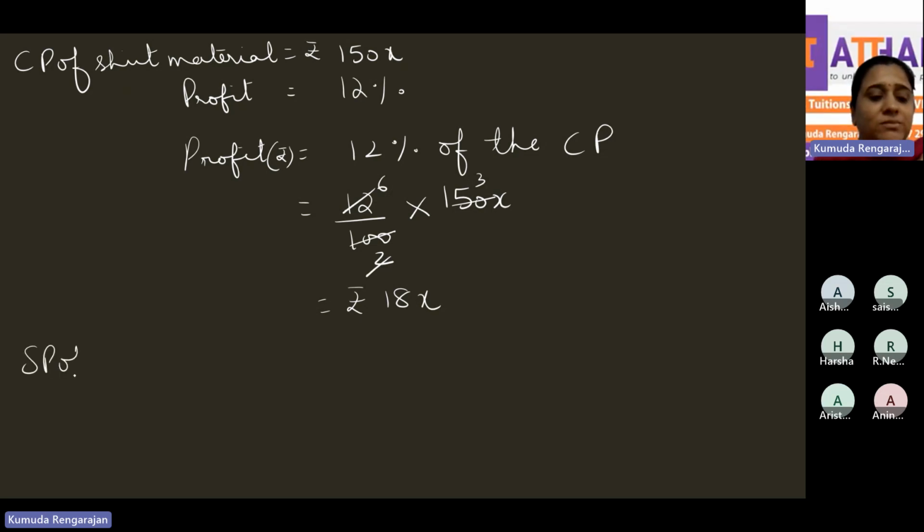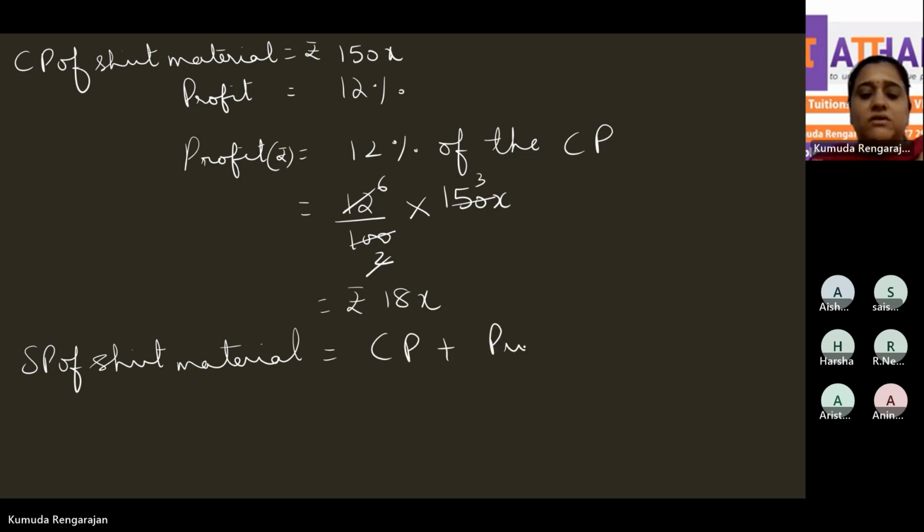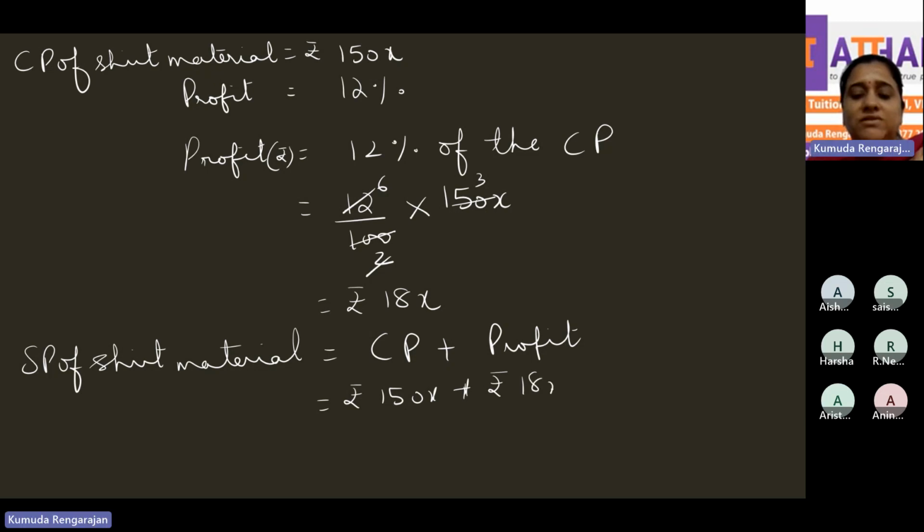Now what is the selling price of the shirt material? Selling price of shirt material is equal to CP plus profit. He buys it for 150x and he wants to make a profit of 18x. So that means he should sell it for rupees 168x. He purchased the material for 150x and wishes to make a profit of 18x, so he should add that to the cost price and the selling price will be 168x. So we found the SP of the shirt material.